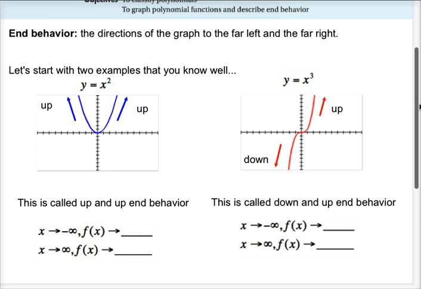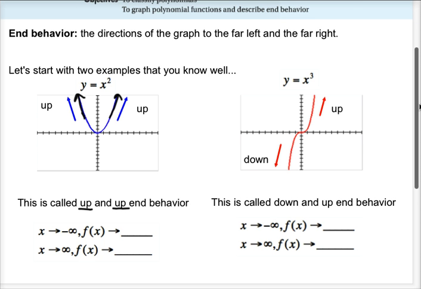So y equals x squared and y equals x cubed. Okay, now I provided the graphs here for you so you can see exactly what's going on here. So if you look at the ends of these graphs, notice for y equals x squared, notice the end is going upward to infinity and this side is going upward as well. So looking to the left and the right, both sides are going up. So this is called an up-up end behavior, okay?